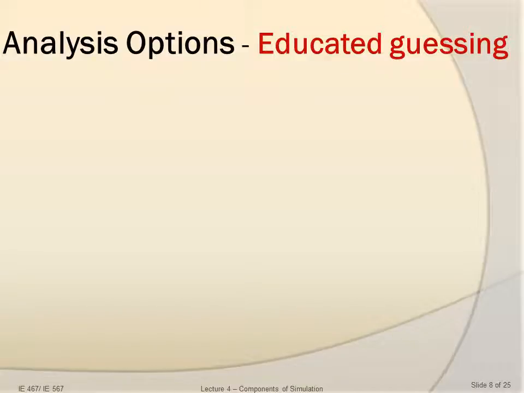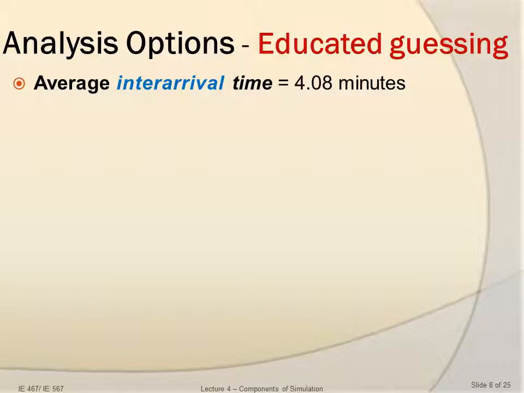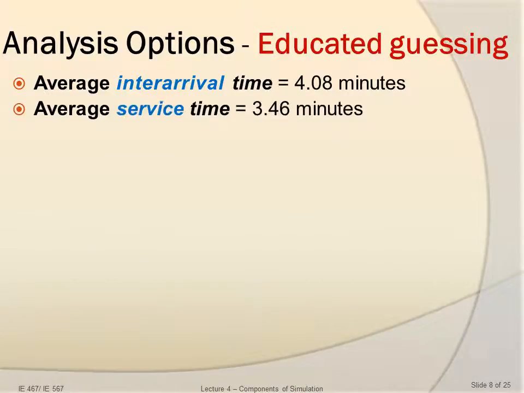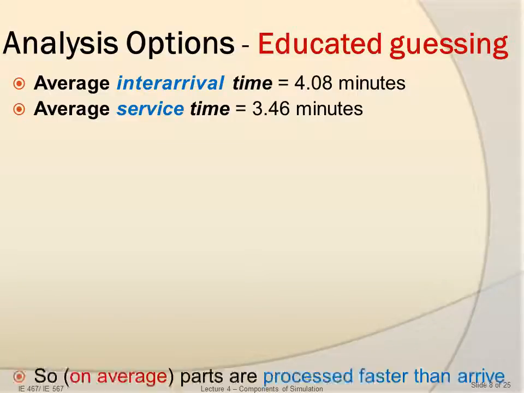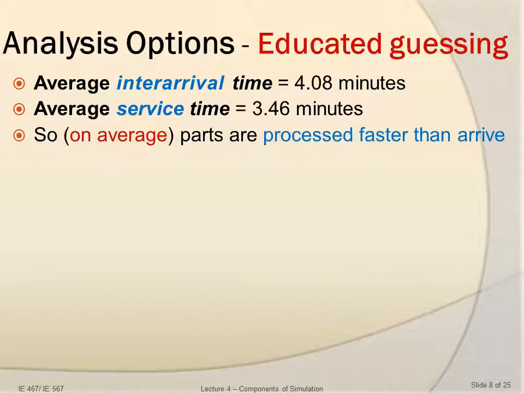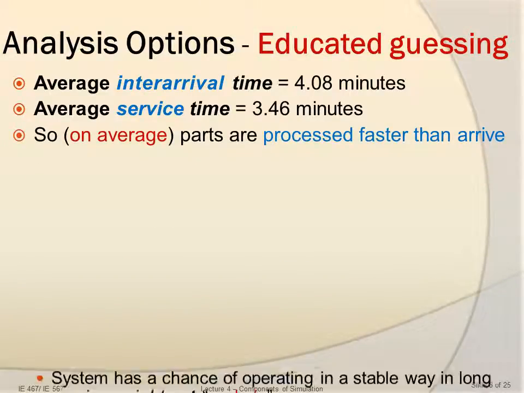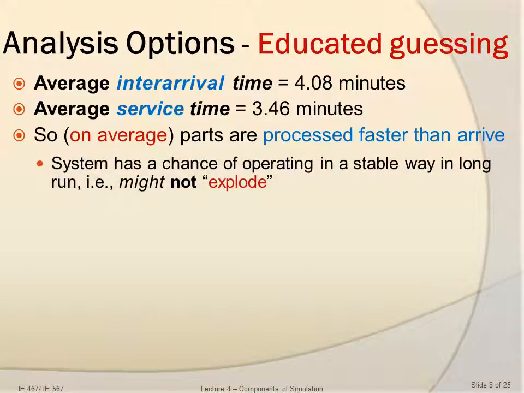Now let's take a look at the analysis options. Of course, we could do some educated guessing. The average interarrival time is about 4.8 minutes, and the average service time is 3.46 minutes. So on average, parts are processed faster than they arrive. The system has a chance of operating in a stable way in the long run, right?